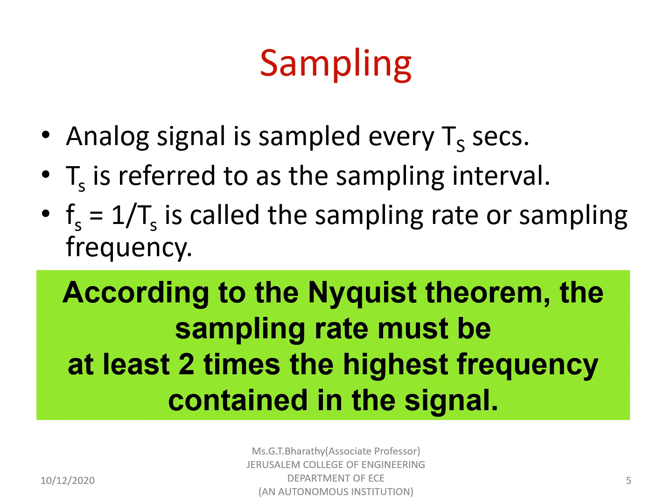So the first part in PCM is sampling. Sampling is done based on the Nyquist theorem, which you already know. Nyquist theorem states that the sampling rate must be at least 2 times the highest frequency available in the signal. If an analog signal is sampled at every TS seconds, then TS is referred to as the sampling interval, and the inverse of this TS is referred to as the sampling rate or sampling frequency, represented by Fs.